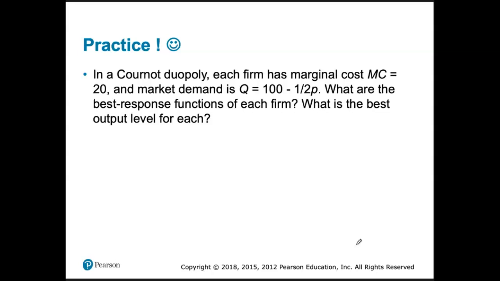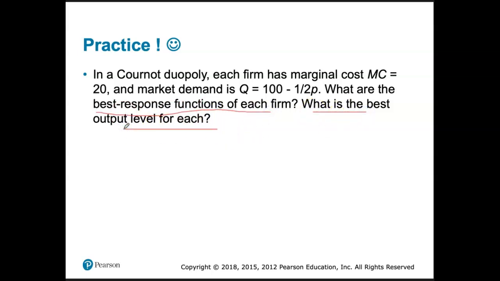Okay, so let's do practice. I want you guys to try this on your own. In a Cournot duopoly, each firm has marginal cost MC equals 20, and market demand is Q equals 100 minus 1 over 2 P. What are the best response functions of each firm? So that's what I want you to find. The first thing is find the best response functions of each firm, and what is the best output level for each firm?